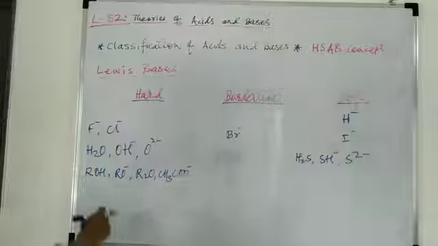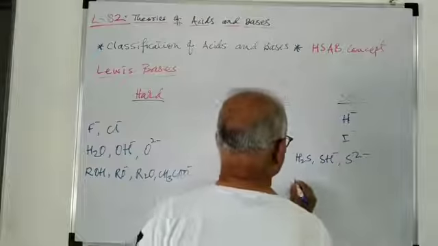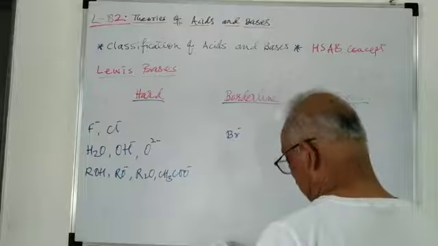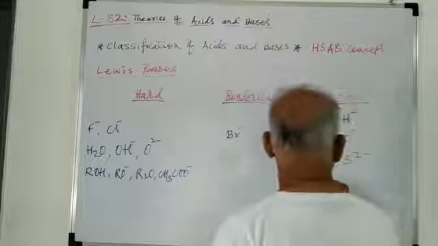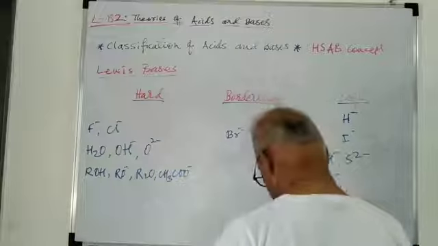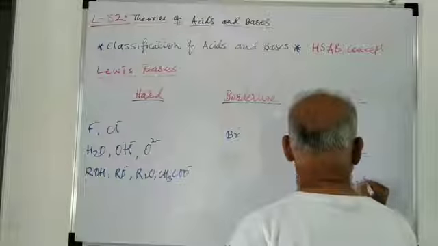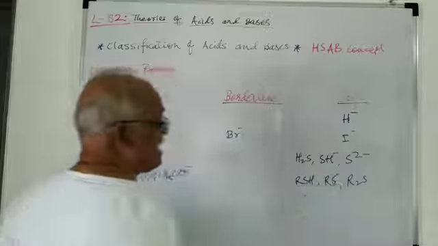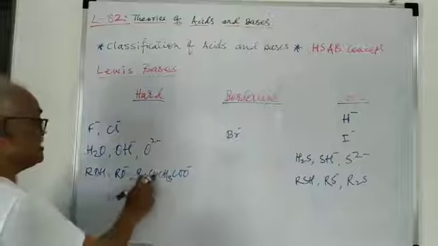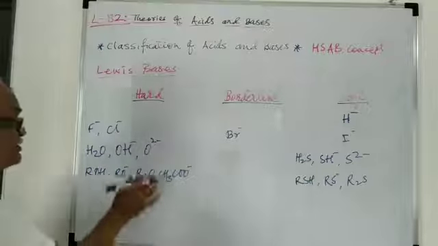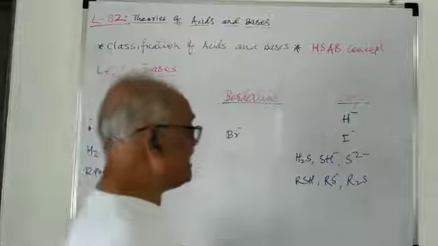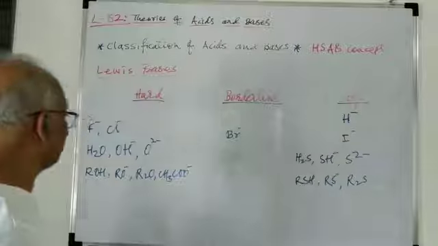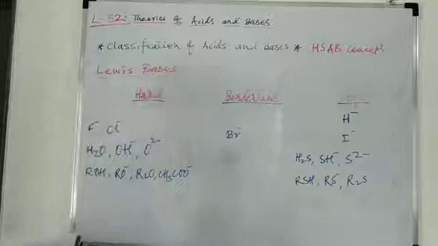So here RSH, then RS minus, then R2S. These contain sulfur as donor atom, and the others contain oxygen as donor atom. Oxygen is a harder species than S. That is why we have placed these species under the soft category and those species under the hard category.